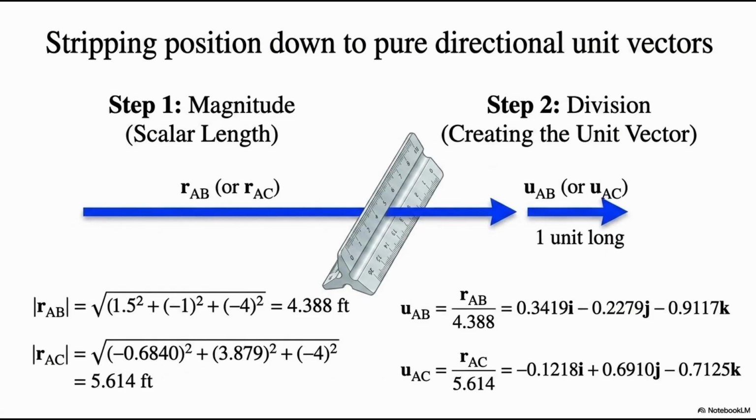Once you have these 3 absolute coordinates, you can completely turn your brain off and just run our formula. Position vector equals tip minus tail. The rest is just simple subtraction. Even a pro can't mess this up.